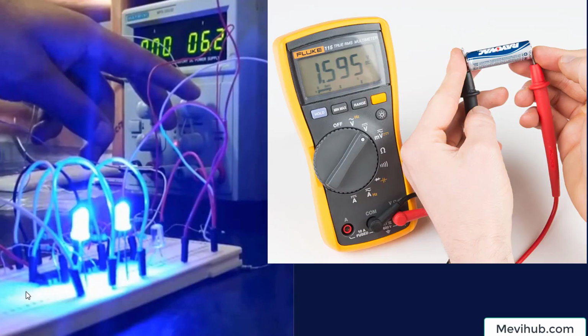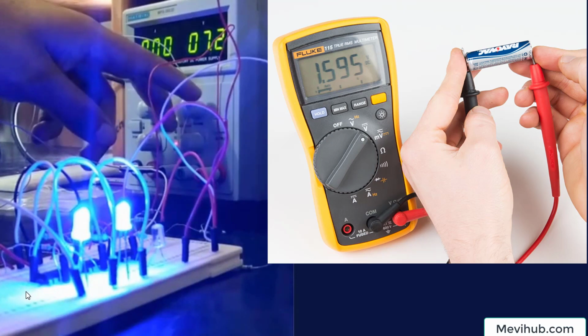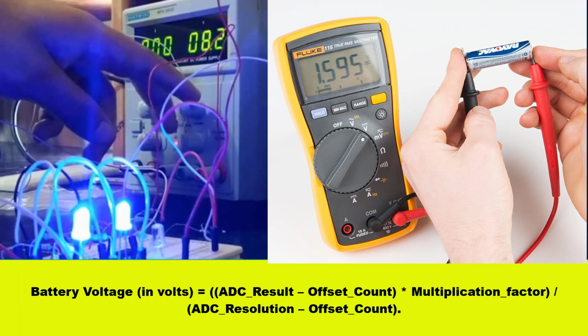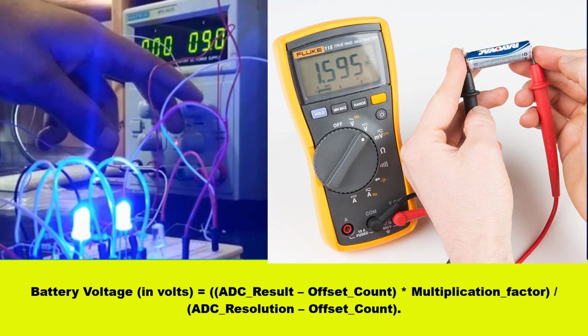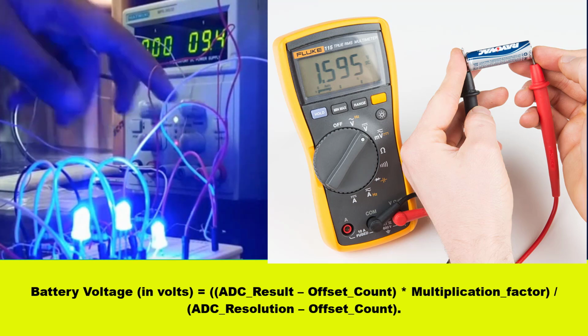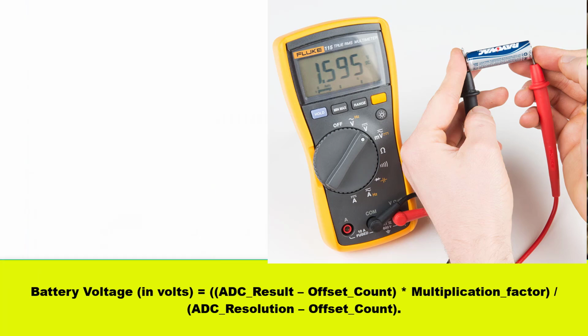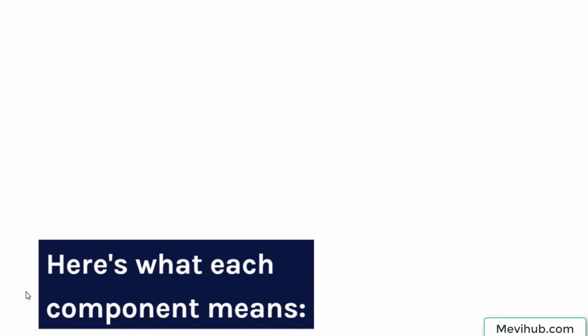Battery voltage calculation formula with offset. Battery voltage in volts equals (ADC_result minus offset_count) times multiplication_factor, divided by (ADC_resolution minus offset_count). Here's what each component means.